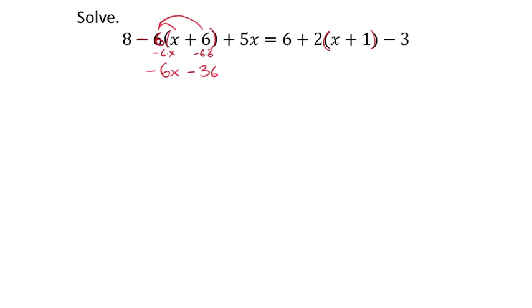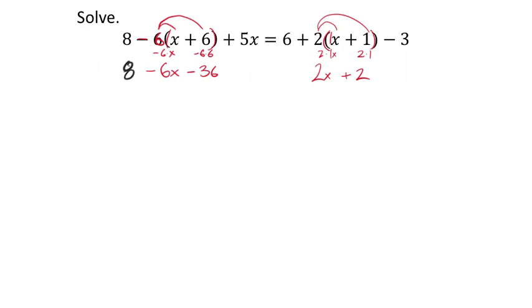Well, that brings us to the next set of distribution. So that would be, again, multiplication. I'll even show the phantom 1 right there. So that would be 2 times 1x, which would end up being 2x. And then the next distribution or multiplication is going to be 2 times 1, which is going to be positive 2. Okay, that is all the distribution that I see, so everything else just drops, right?